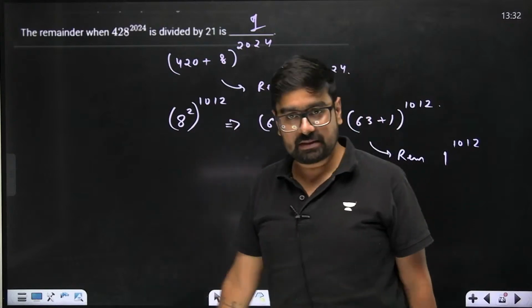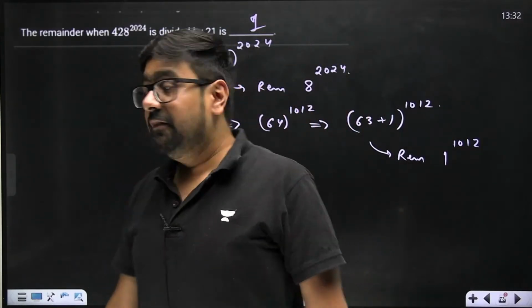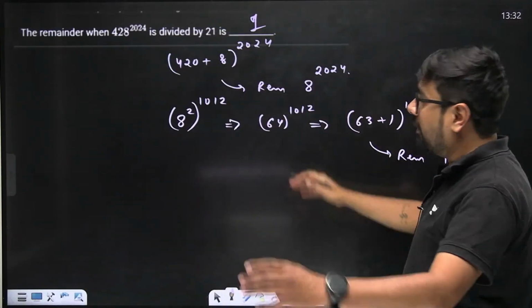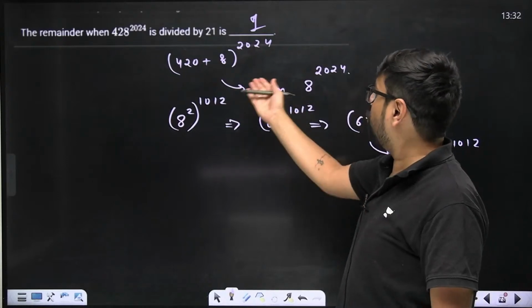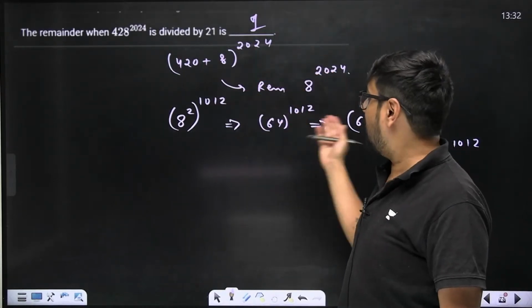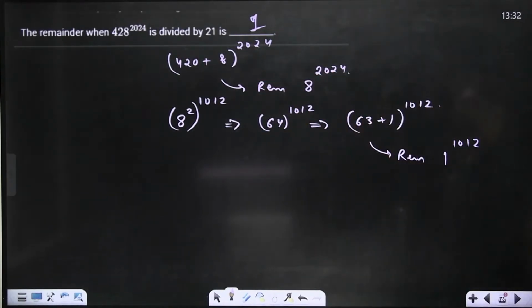Very simple. All these questions have been asked in JEE. This should be your speed. You cannot expand and keep checking. You should know the last term will be the remainder. This is how you are supposed to be solving.